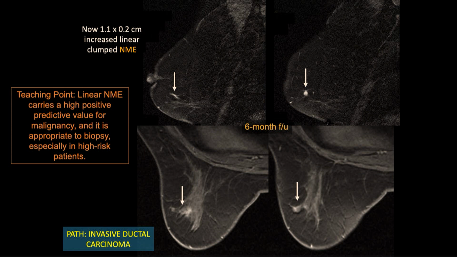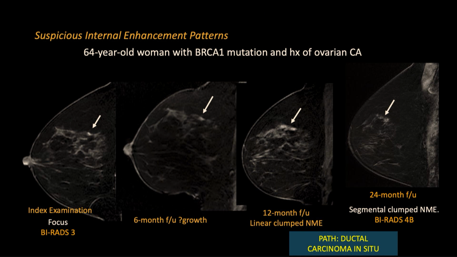Unfortunately, it was put into short interval follow-up. And you can see here that it has grown on 6-month follow-up, so then underwent an MRI-guided biopsy, and it's invasive ductal carcinoma. Linear and segmental NME, high positive predictive value for malignancy, so these should be sampled and not put in short interval follow-up. This is another example where suspicious internal enhancement patterns as well as distribution should put you towards biopsy rather than follow-up.